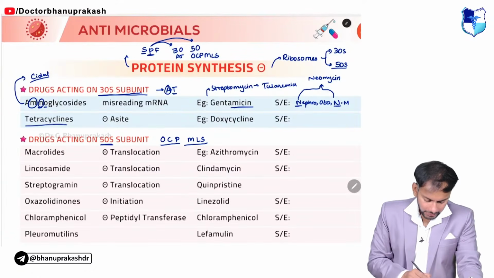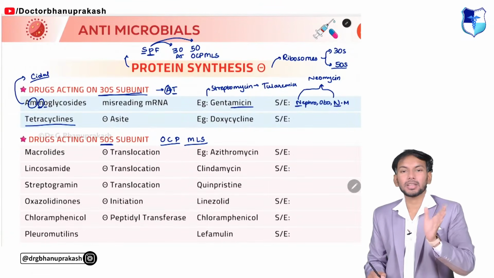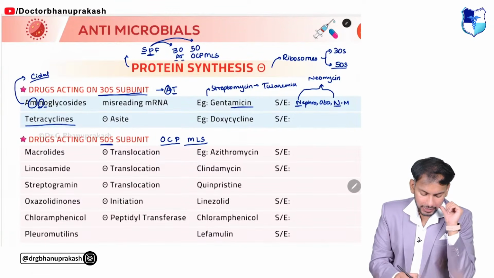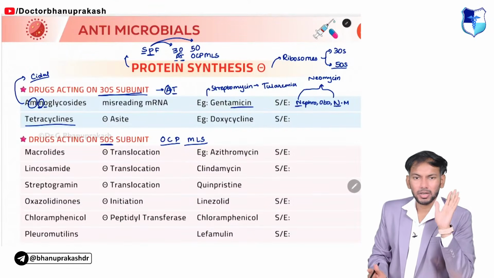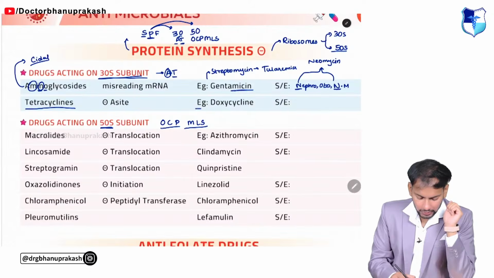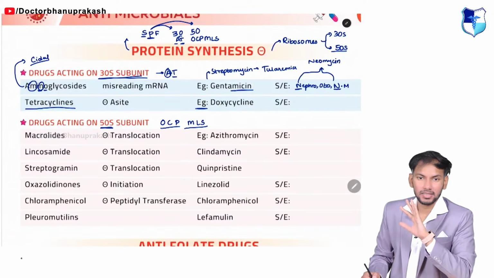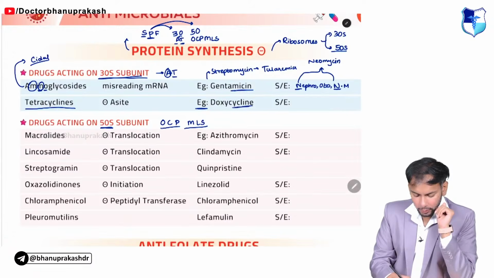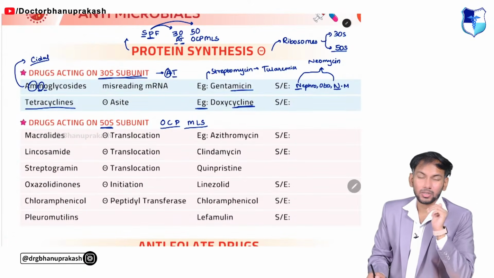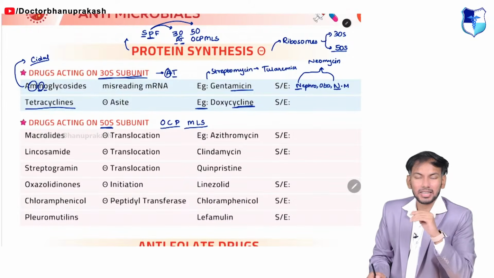Now, coming to the tetracyclines. Tetracyclines block the A site. I asked you to remember A and T. So, tetracyclines will work by blocking the A site. This is how you can remember. Now, what are the drugs in tetracyclines? All the cyclines are tetracyclines. Any drug you see with the name cycline is a tetracycline: doxycycline, minocycline, tetracycline, oxytetracycline, all of these.